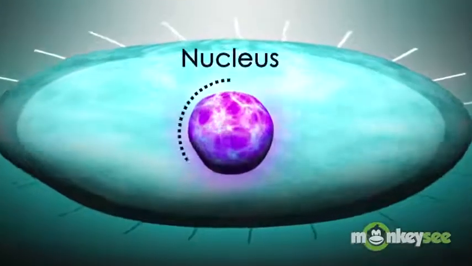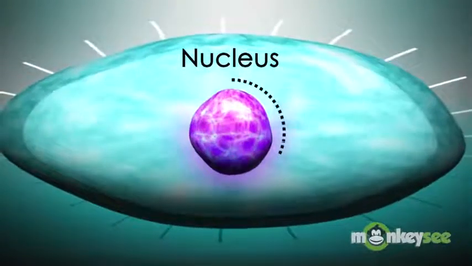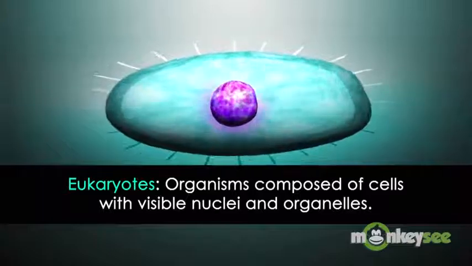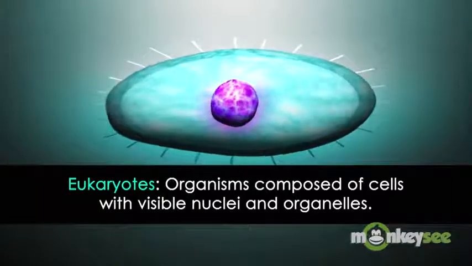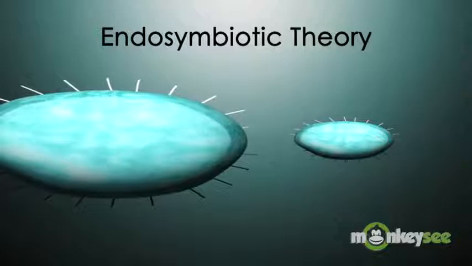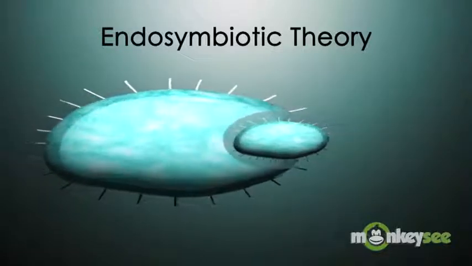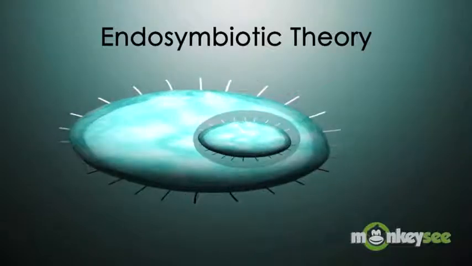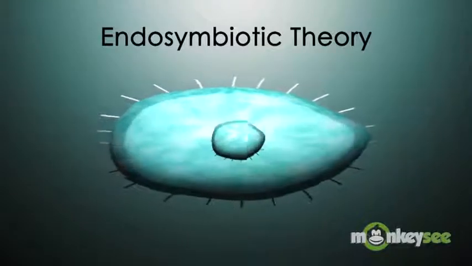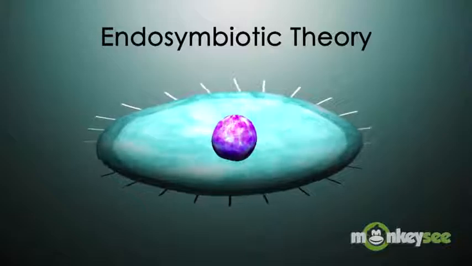Because protists have a defined nucleus, they belong to the domain Eukarya and are called eukaryotes. Protists were probably the first eukaryotes according to what's called endosymbiotic theory. The first protists formed when cells that did not have a nucleus engulfed smaller cells. Over many years, these smaller cells evolved into the larger cell's nucleus and other organelles.